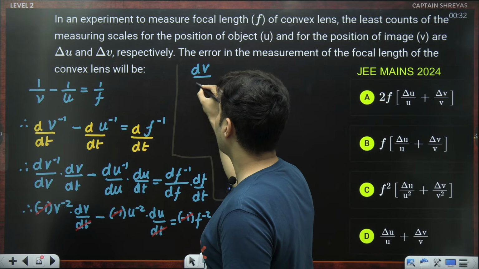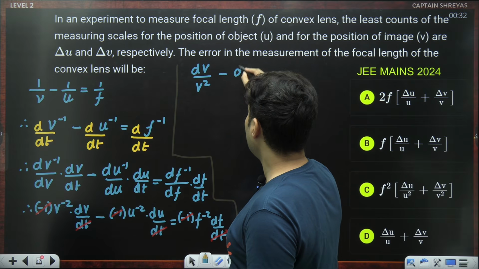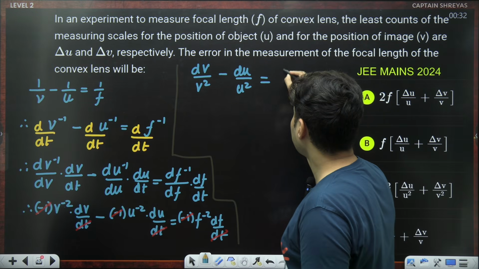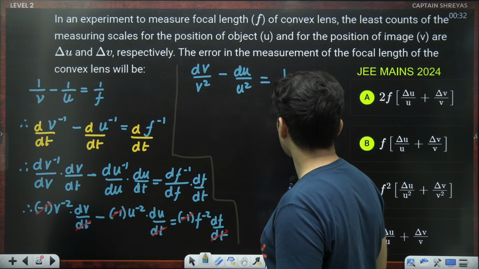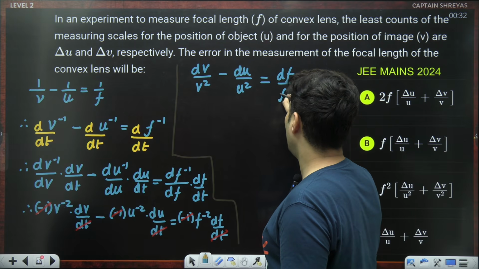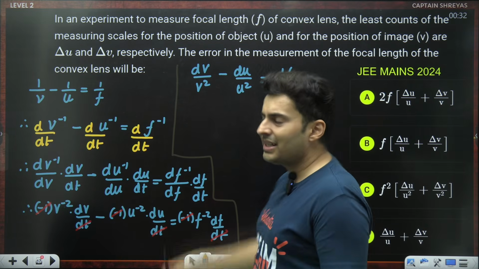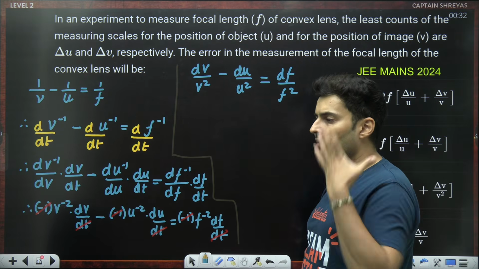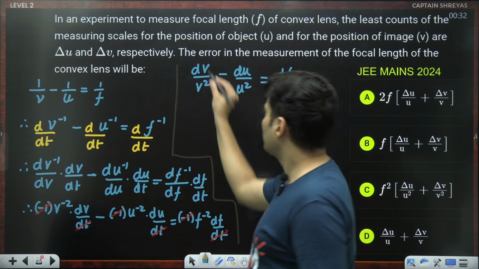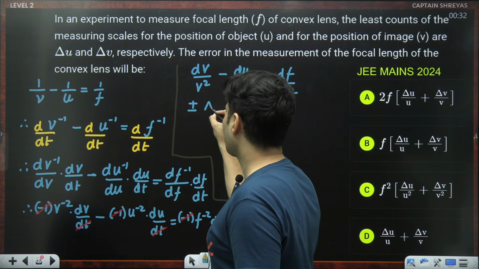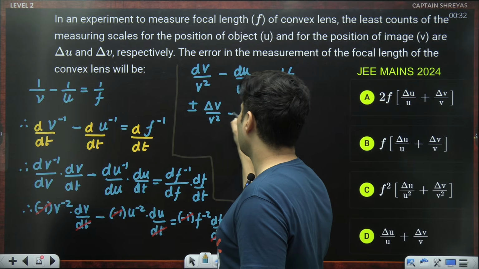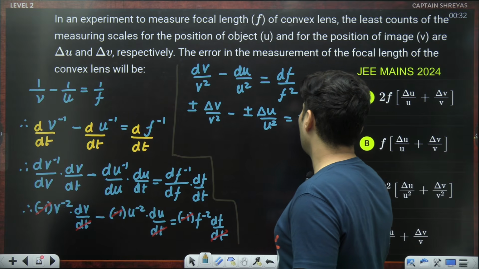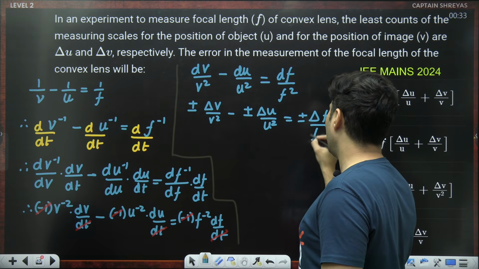So dv by v square minus du by u square is equal to df by f square. Now dv is a small change in image distance, du is a small change in object distance, and df is a small change in focal length, which is also errors. So might as well write it as plus minus delta v by v square minus plus minus delta u by u square is equal to plus minus delta f by f square.